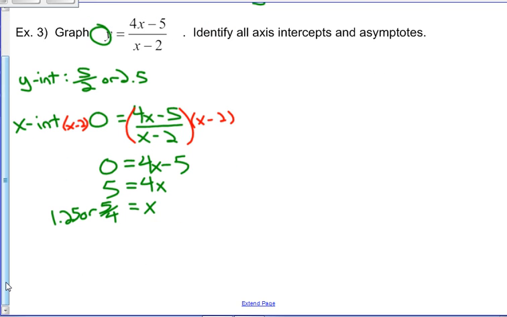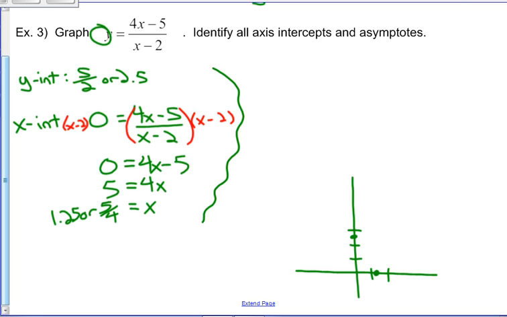So if I want to start to graph this, I know about a couple of points on the graph. I know that it contains a y-intercept of 2.5. 1, 2, 3. There's 2.5. And an x-intercept at 1.25. So right here. Okay, beyond that, we're really not quite sure what's going on with the graph.